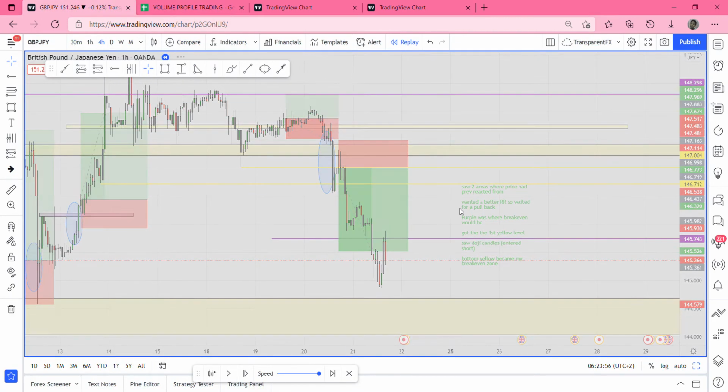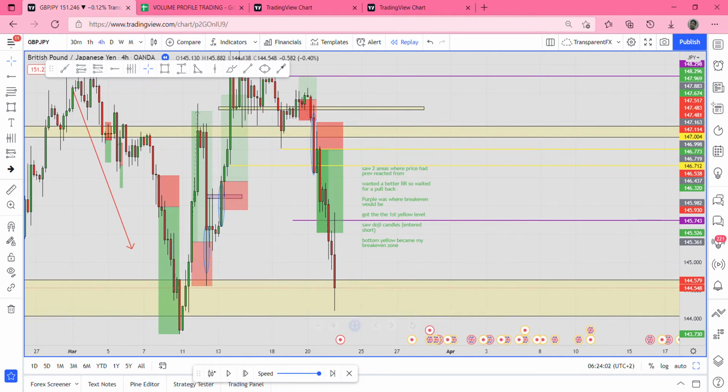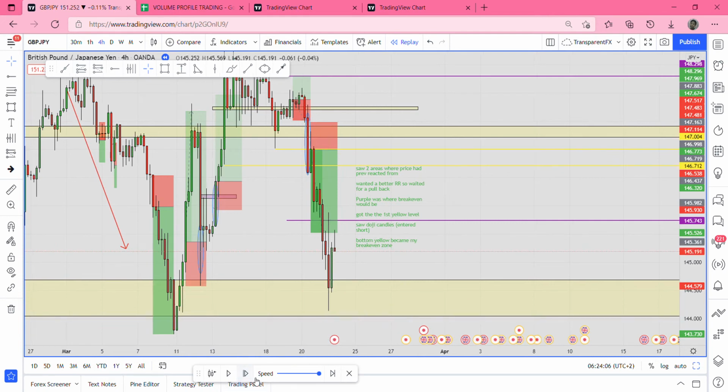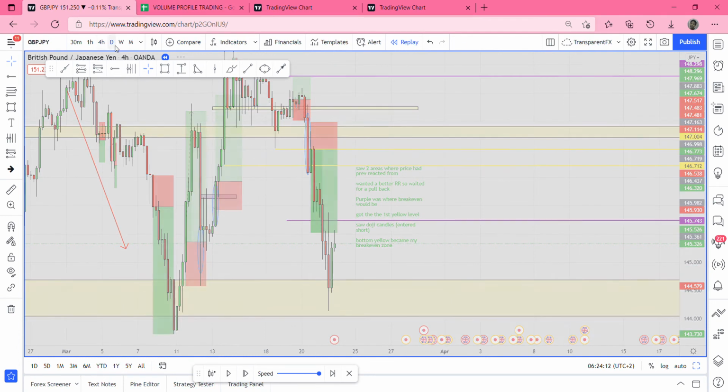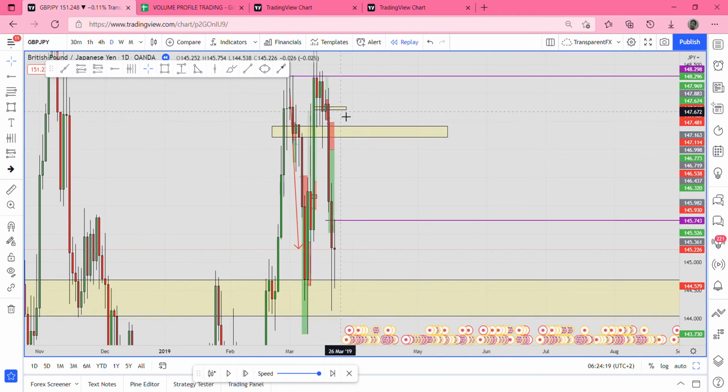Okay, let's go back up to the 4 hour time frame. So what I want to do is just check 21st of March. I really want to finish this day. Okay, cool. I want to go up into the daily time frame and again look at what levels we have on the daily time frame, and how important these levels actually become.